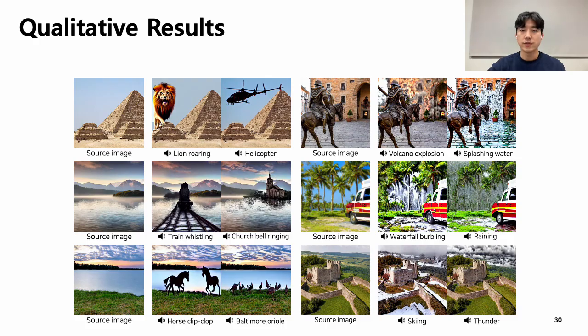Furthermore, with a source image featuring a statue on the right side, we can manipulate the scene to include explosions with fire using volcano explosion sounds. Or we can include splashing water with the sound of water splashing.